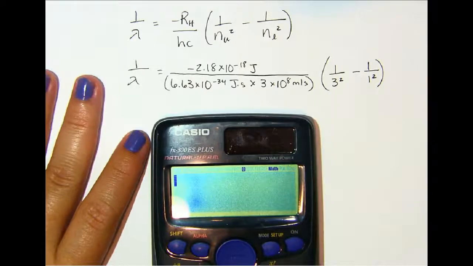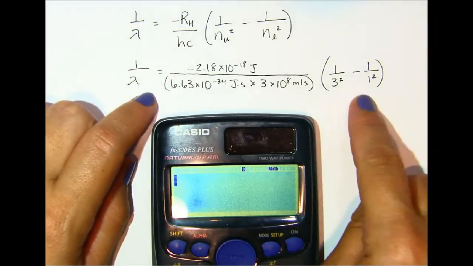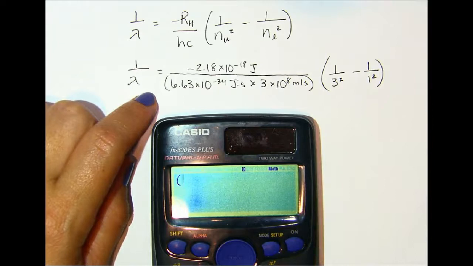The challenge with this problem lies in putting it in your calculator. So first, I'll start with these parentheses over here, open parenthesis 1 divided by 3 squared, and then minus basically 1 over 1 squared, which is just 1.